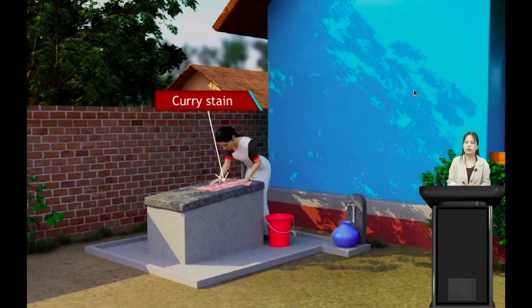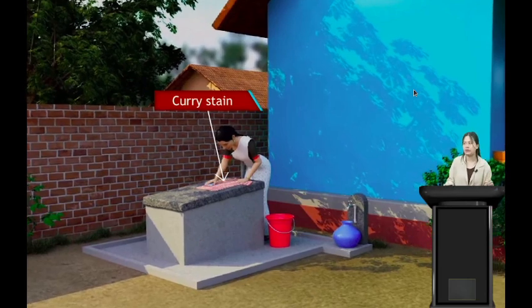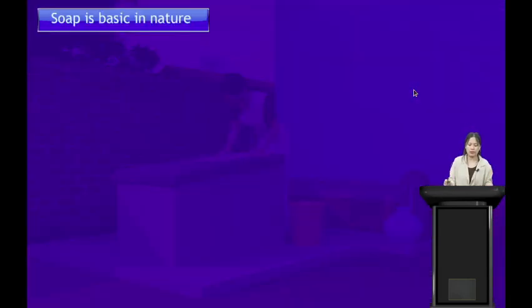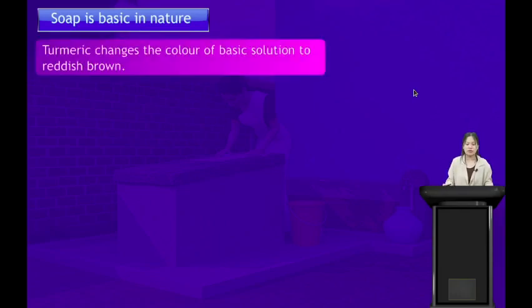When you cook your curry using haldi and you get a stain on your cloth, when you wash it with soap, you will see that there is a color change. Let us see why. Soap is basic in nature, and turmeric changes the color of a basic solution to reddish brown. So when you wash a cloth stained with turmeric curry using soap, the yellow color will change to reddish brown because the soap is basic in nature.